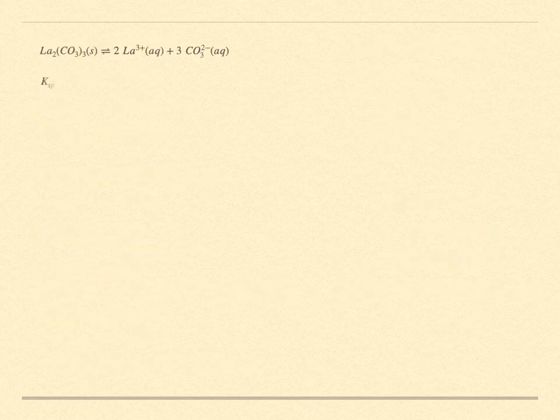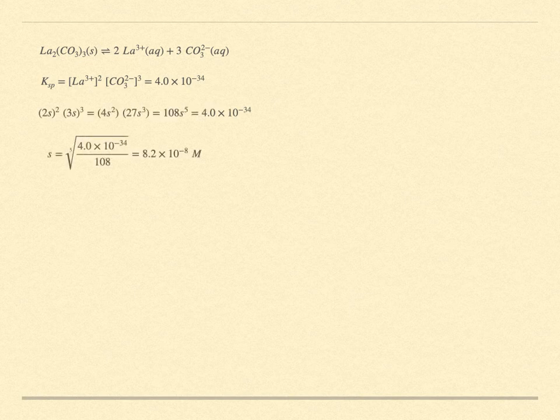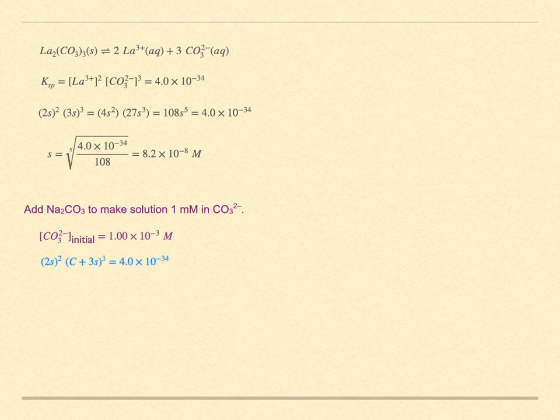Here's another example with more complex stoichiometry. The molecule is lanthanum carbonate, which has a KSP of 4 times 10 to the minus 34. First, find its solubility in pure water. The equation is 2S squared times 3S cubed, 4S squared plus 27S cubed, or 108S to the 5th. Substitute and solve for S to get S equals 8.2 times 10 to the minus 8 molar, which is 82 nanomolar. So what would happen if we try to dissolve this in a 1 millimolar solution of carbonate?